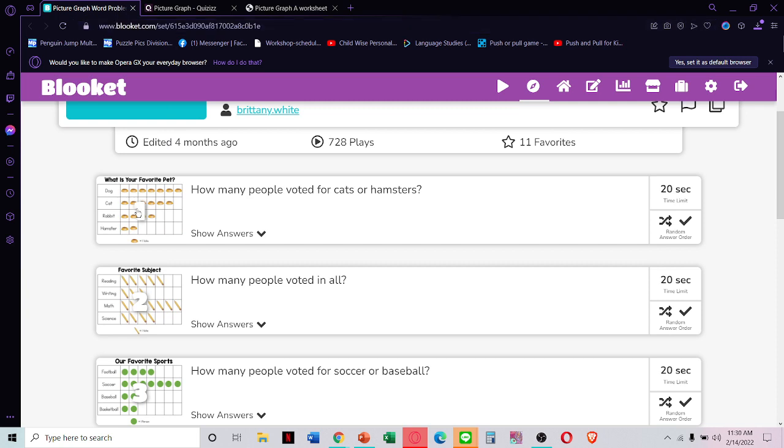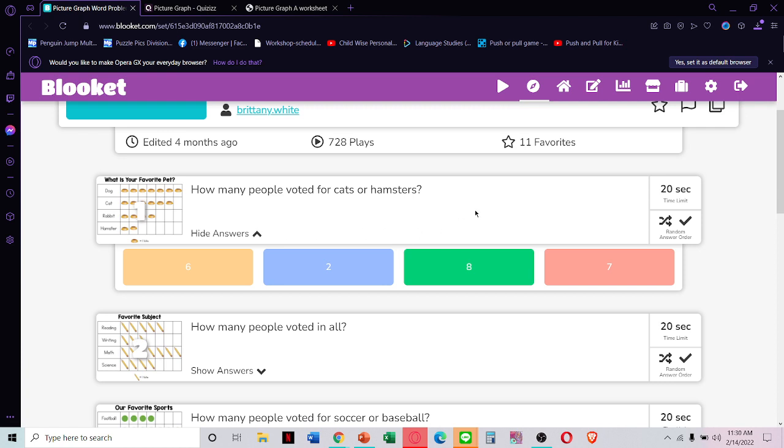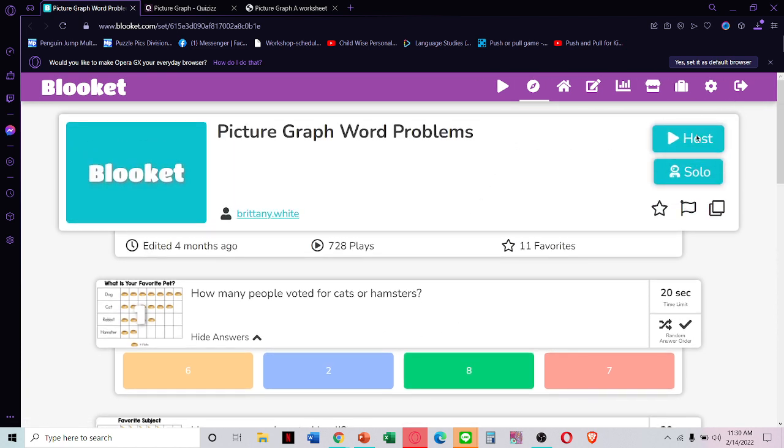Okay, now let us go to our Blooket game. Can you see? It's just easy. You have this, and then you have the scale at the bottom, and you just choose the answer. Okay, so let's try.